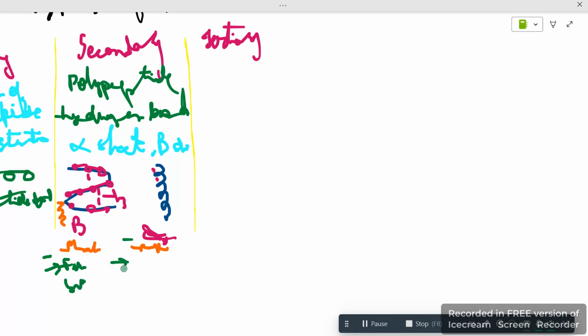And in alpha you will find an example of keratin, which is present in nails and hairs as well.